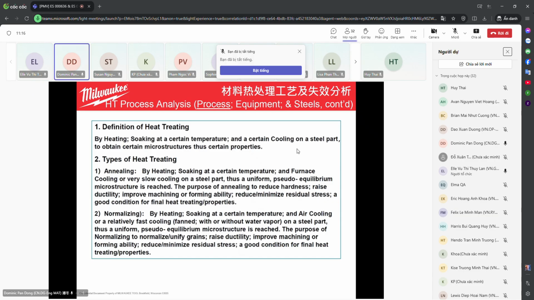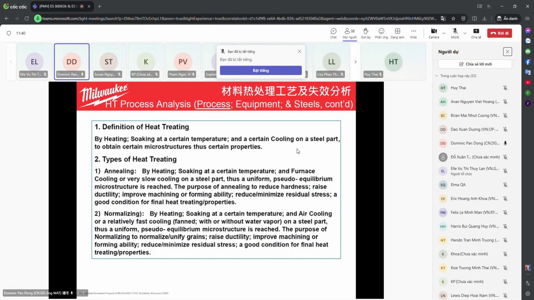Here is some part of the definition of heat treating. Heat treating means heating some part, keeping it soaking at a certain temperature, and a certain cooling on a steel part to obtain certain microstructures, thus certain properties. Commonly, among these properties we would put focus on hardness.